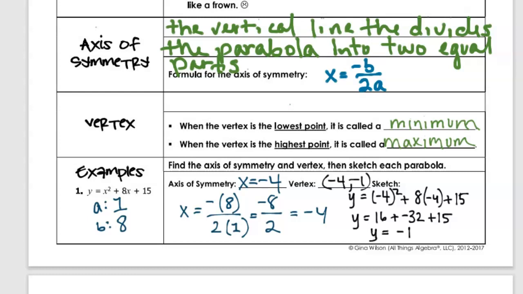Now since a is positive, we know that it opens up. So when we draw a sketch of this, we can just indicate where it is, and we know that it opens up. We know that the axis of symmetry goes through -4, and that the vertex is going to be down in the third quadrant. So that gives us an indication of how to do that. Again, use the formula to find the axis of symmetry, and then plug it in to find the vertex.